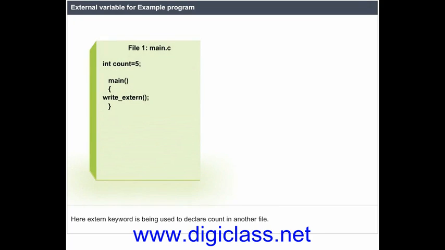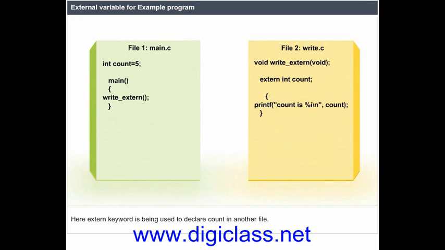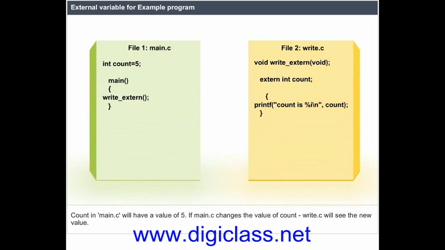External variable, example program. Here, the extern keyword is being used to declare count in another file. Now compile these two files. This produces the write program, which can be executed to produce the result. Count in main.c will have a value of 5.